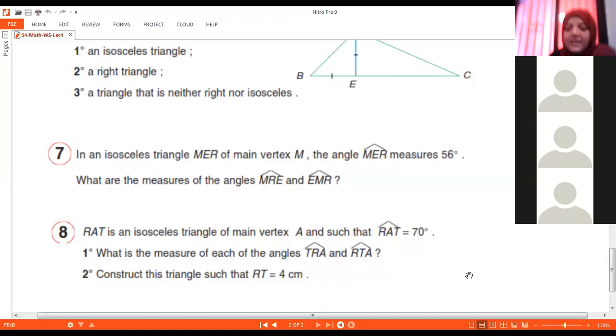Okay, guys? Of course, tomorrow in the quiz, I'm not going to ask you to construct a triangle because you cannot, but you have to pay attention to the questions. Okay, I think that's everything.